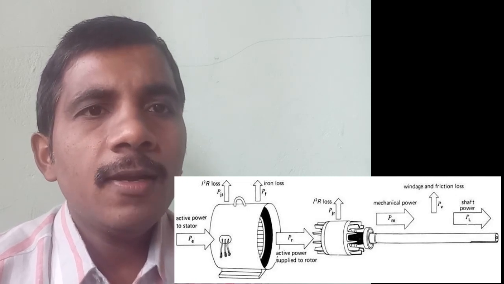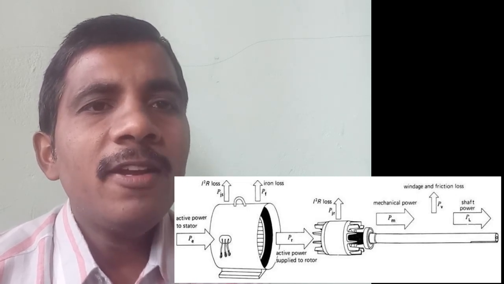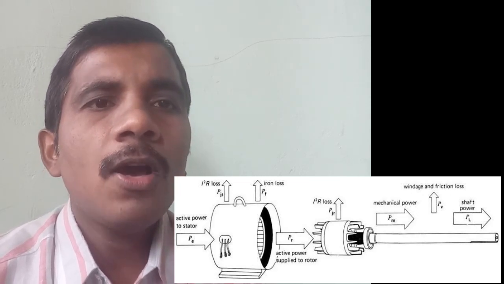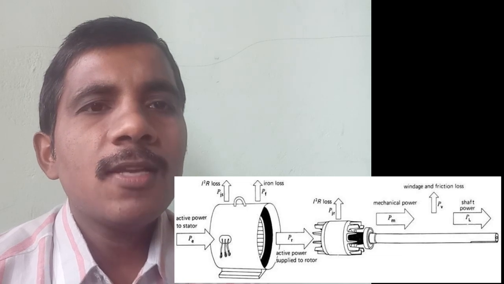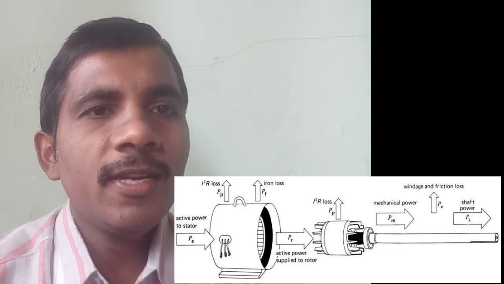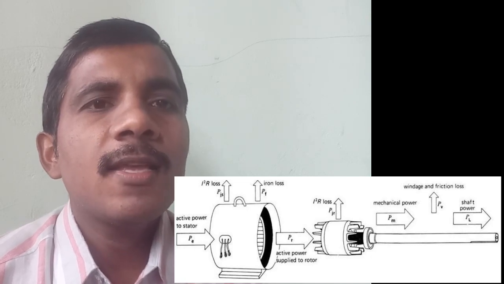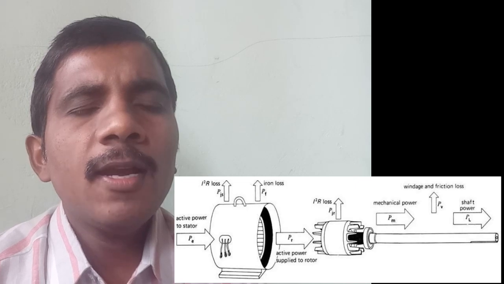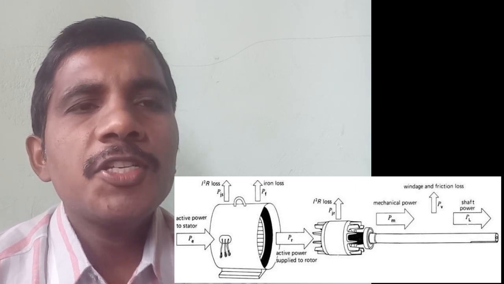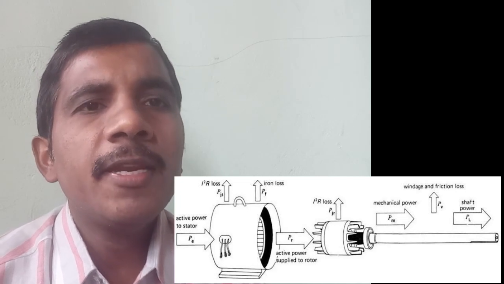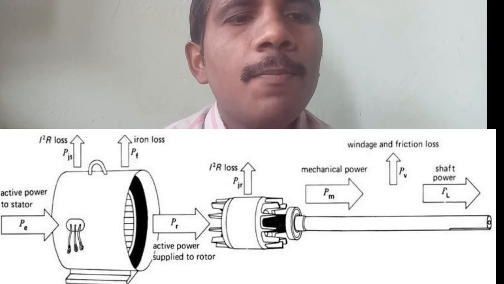And magnetic field: in the magnetic field also some losses take place. Those losses are field losses or core losses. Those losses may also be known as iron losses. Iron losses are of two types: hysteresis losses and eddy current losses. Mechanical losses, or friction and windage losses, come under mechanical losses. Finally, we are getting mechanical output in the case of a motor.